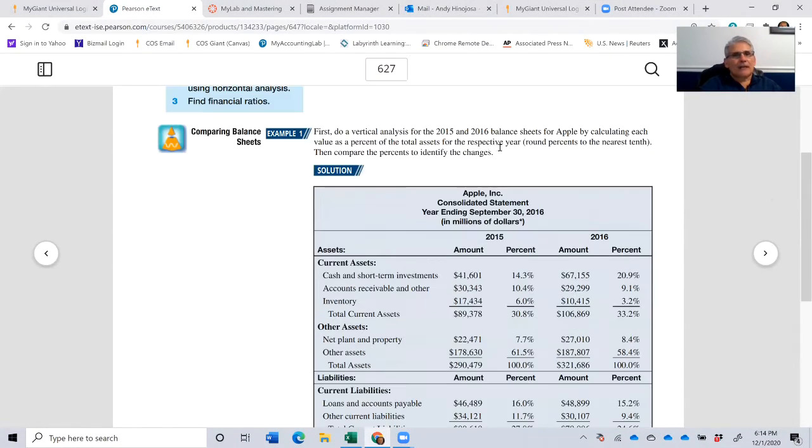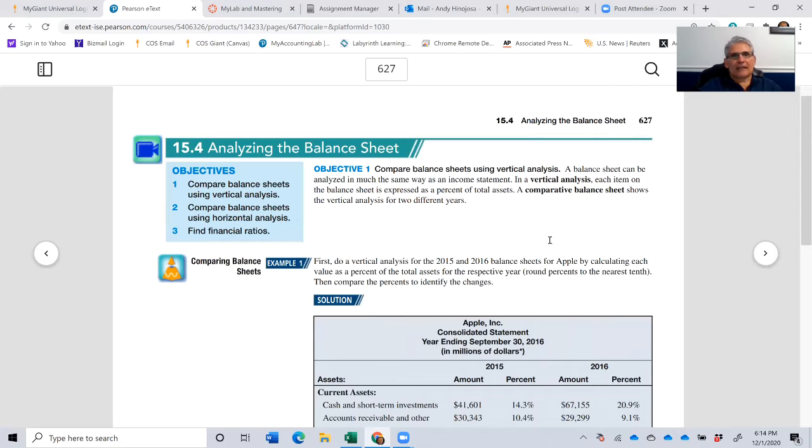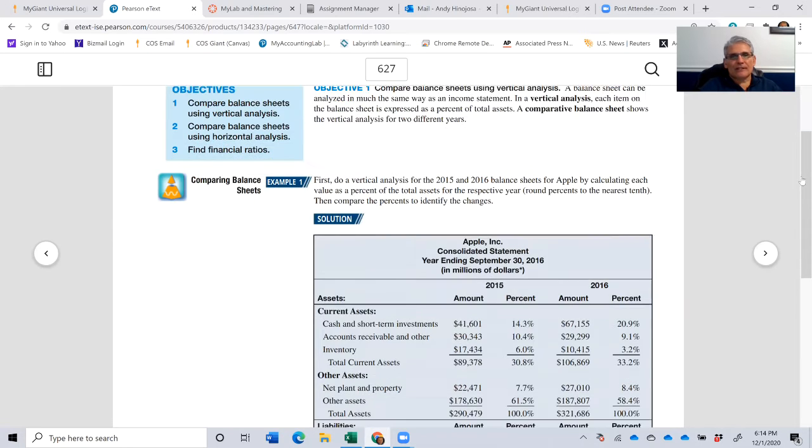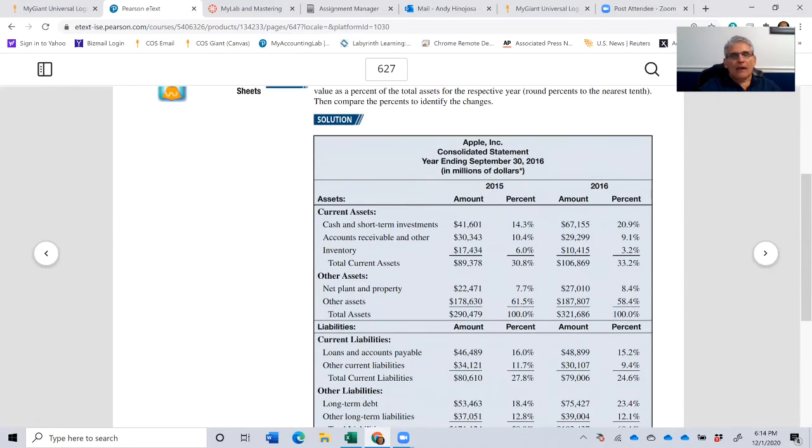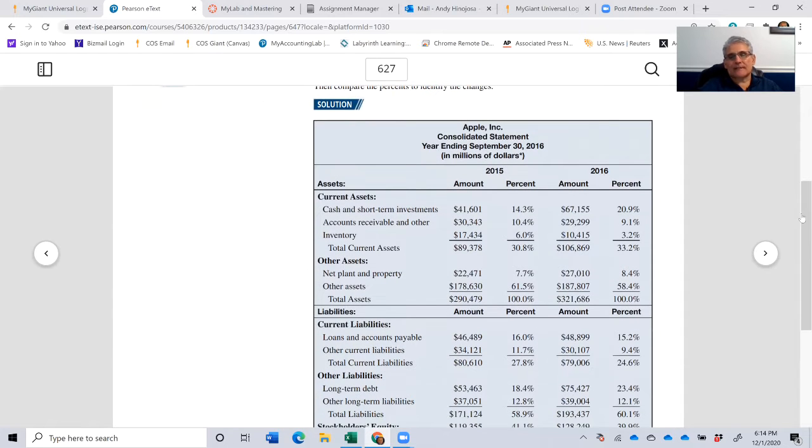And finally, 15.4, analyzing the balance sheet. Same thing, we'll do vertical analysis. And that means we're going to take numbers within the specific areas of the accounts and then compare them to a base. Now, when we were looking at the income statement, the base, the one that was used as the denominator, was net sales. Net sales for the income statement. For the balance sheet, the base is going to be total assets.